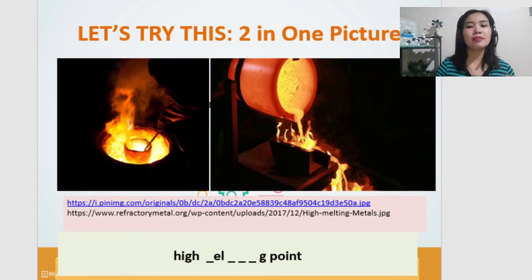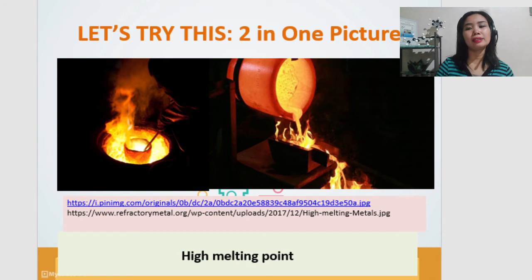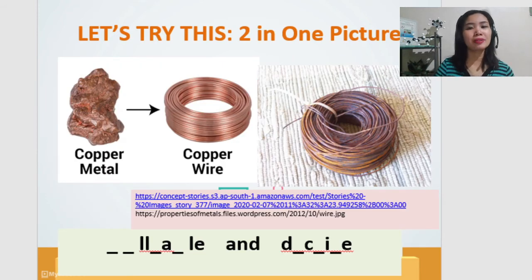Okay. How about this one? Okay, 5 seconds. Ready? Go. Okay, so time is up. The correct answer is ding ding ding ding. Okay, high melting point. So indeed, metals or metallic bond compounds have a high melting point. This is due to the electrostatic attraction between the metal cation and the fluid of valence electrons in which they are immersed.